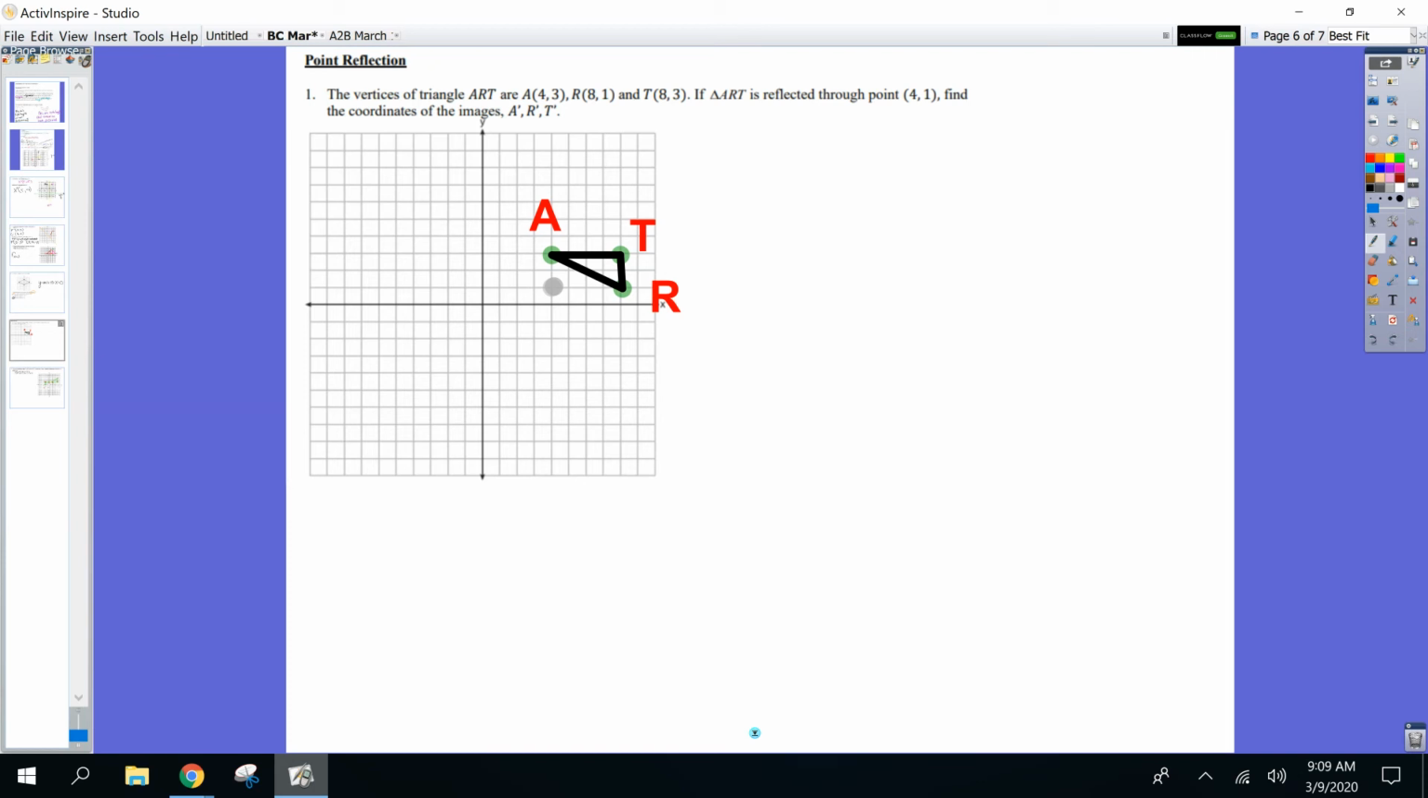Down 2, left 4. Everyone agree? Distance does what with reflection? Stays the same. Ready? Down 2. And what was the other one, Jacob? 1, 2, 3, 4. There it is.